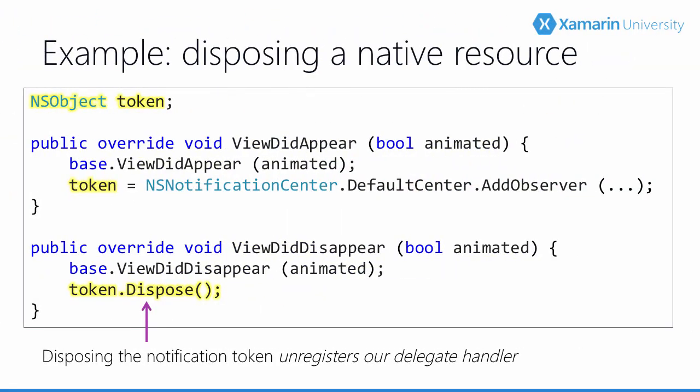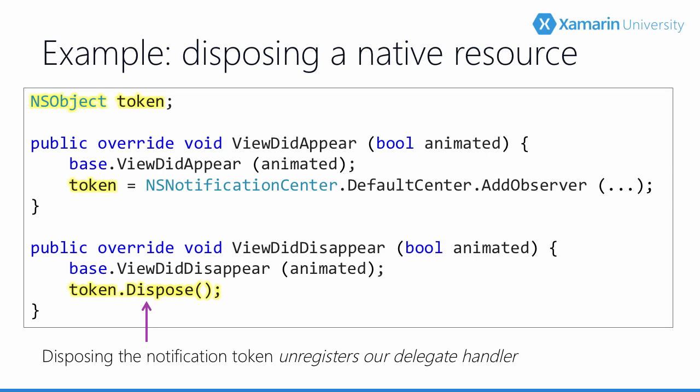Notice in our ViewDidAppear, again this is Xamarin iOS, we're using NSNotificationCenter. We're retrieving the default notification center and calling AddObserver on one of the keys. Now what this will do is essentially connect a delegate up for us so that we can get notified on things like our orientation changing or perhaps the battery status changing. And notice that the method returns a token of type NSObject.